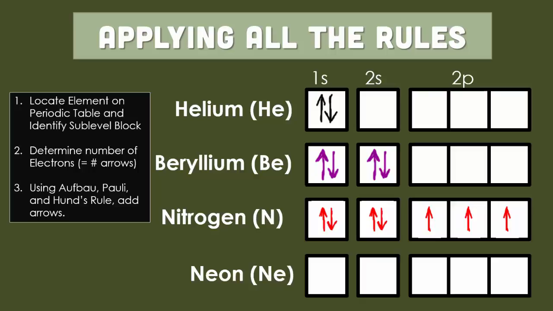And finally, for neon, which is a 2p element, it contains the maximum amount of electrons because it is a noble gas. And you'll see that there are 10 electrons for the 10th element on the periodic table.